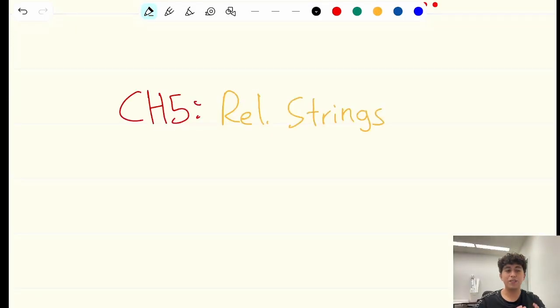Okay. So now let's start relativistic strings. If you see the change of setup, I was in my apartment and I had to go to class, so I just came back from class. Okay, let's continue this part.